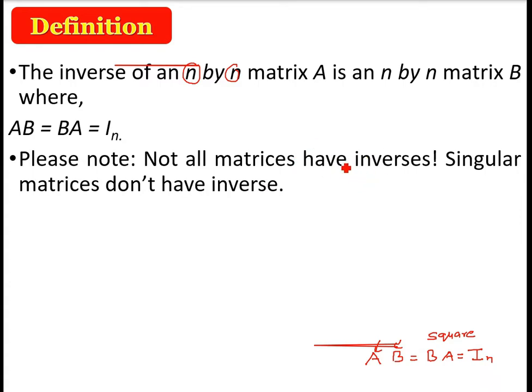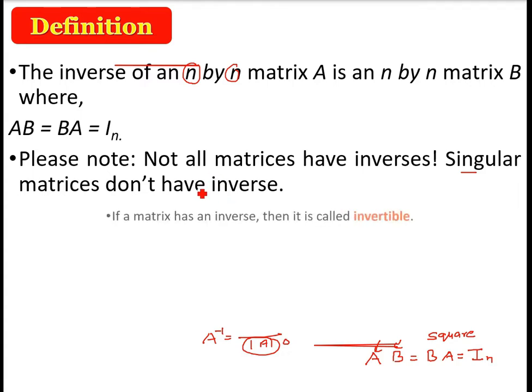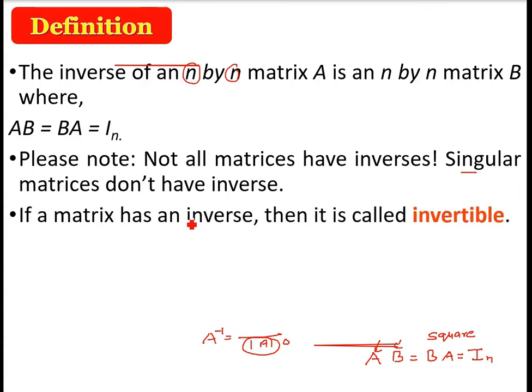Not all matrices have inverses. That means there are matrices whose determinant is 0. Those are called singular matrices. The singular matrices don't have an inverse, because for A inverse the denominator will be the determinant of A. So if a matrix has an inverse, then it is called invertible.